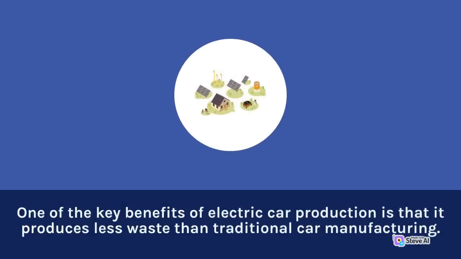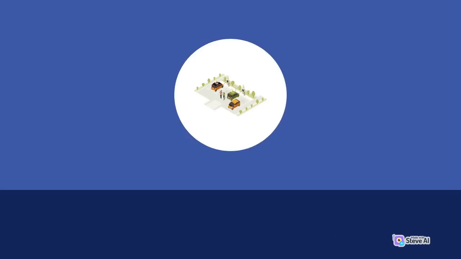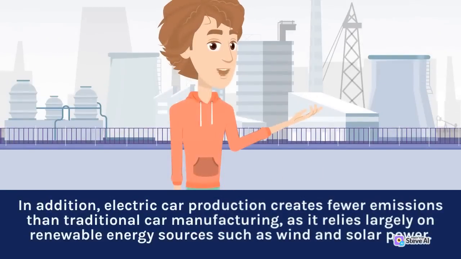One of the key benefits of electric car production is that it produces less waste than traditional car manufacturing. This is because the production process involves fewer parts and components, and many of the materials used in electric car production are recyclable. In addition, electric car production creates fewer emissions than traditional car manufacturing, as it relies largely on renewable energy sources such as wind and solar power.